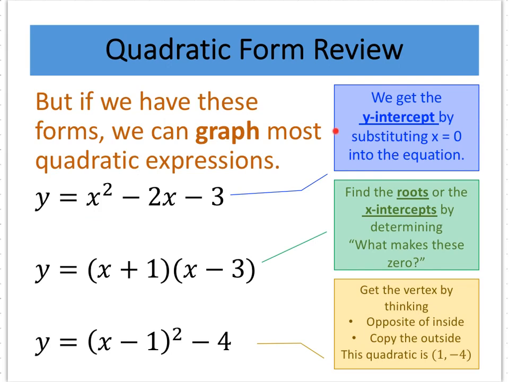So standard form can get me my y-intercept if I substitute x equals 0 into the equation. That's because on the graph, when x is 0, that's our y-intercept. And then factored form, we can use the zero product property to find the roots. Roots are also known as x-intercepts. And by thinking about what makes all of this 0, we set y equal to 0, in fact, because the x-axis has a y value of 0. The height of an x-axis is 0.